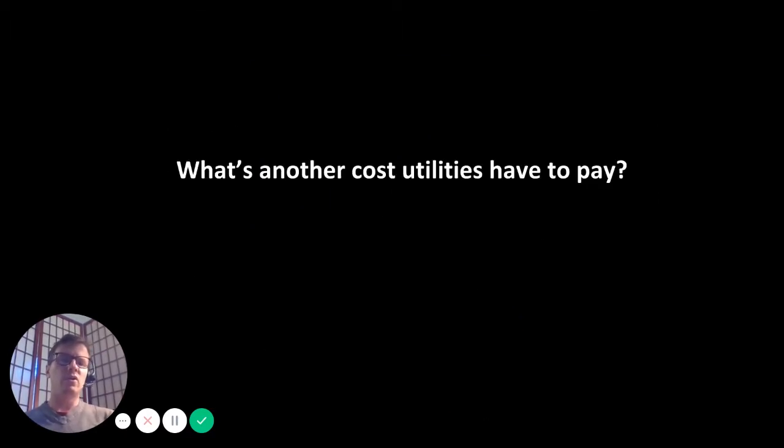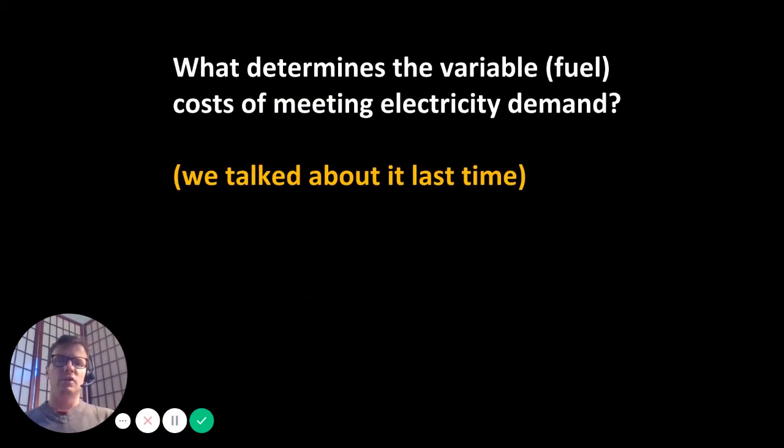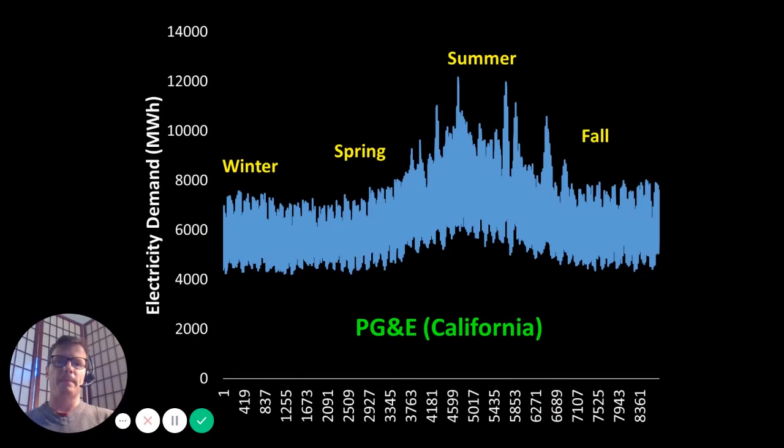So what's another cost that utilities have to pay for, other than the physical infrastructure itself? So the other is variable costs, and the main source of variable costs for utilities is actually the cost of fuel. It's a direct input-output relationship. The more electricity you want to produce, at least at thermal power plants, the more fuel you need. So what determines the variable fuel costs of meeting electricity demand? We talked about this last time.